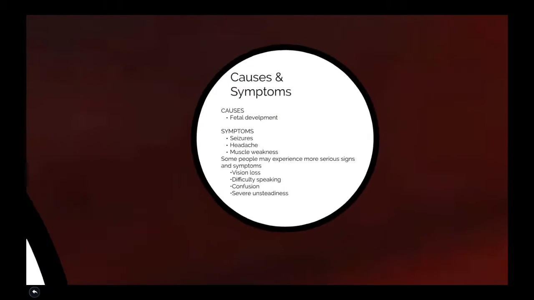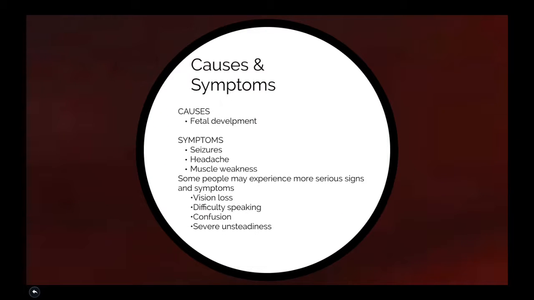First, we are going to talk about causes. They haven't really found a specific or clear cause of this malformation, but it is thought that it's because of fetal development. If we talk about symptoms, we have seizures, headaches, and muscle weakness. But some people may experience more serious signs and symptoms like vision loss, difficulty speaking, confusion, and severe unsteadiness.